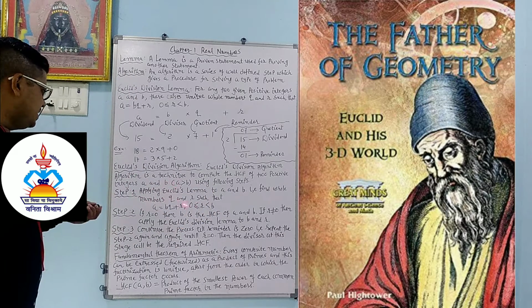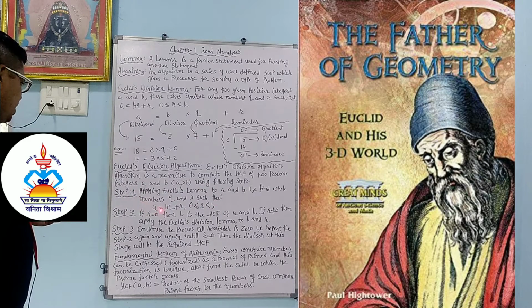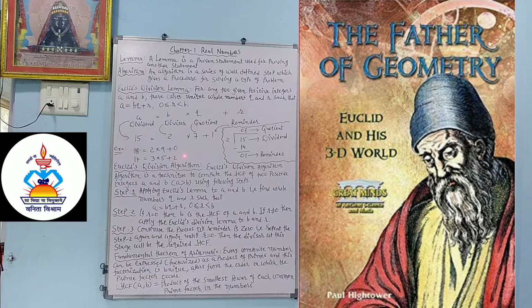Step 1 is applying Euclid's lemma to a and b, that is, find whole numbers q and r such that a equals bq plus r, where 0 is less than or equal to r, and r is less than b. Here r is the remainder and b is the divisor. Step 2, if r equals 0, then b is the HCF of a and b. You can see that if r equals 0, as when 18 is divided by 2, then the 2 is the HCF of a and b. If r is not equal to 0, apply Euclid's division lemma to b and r.